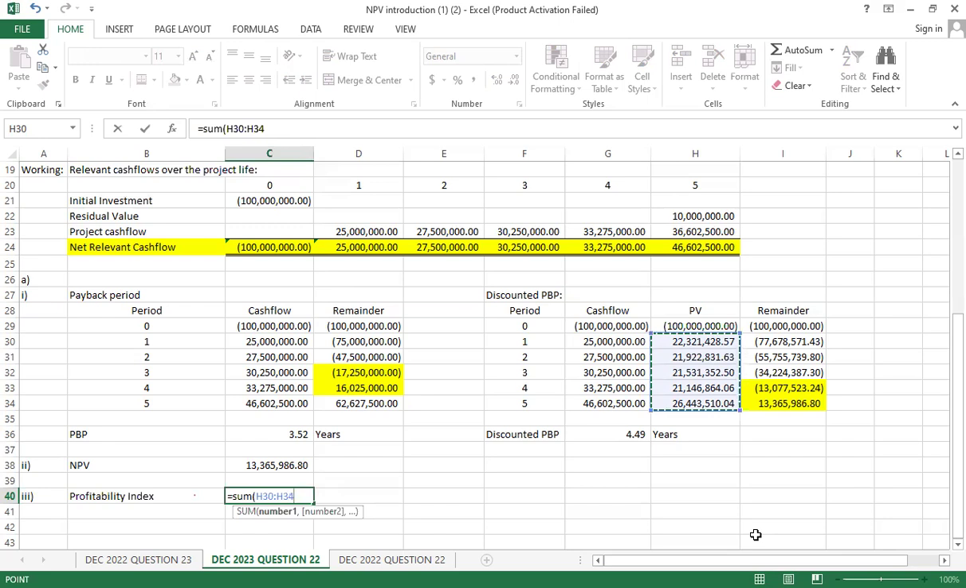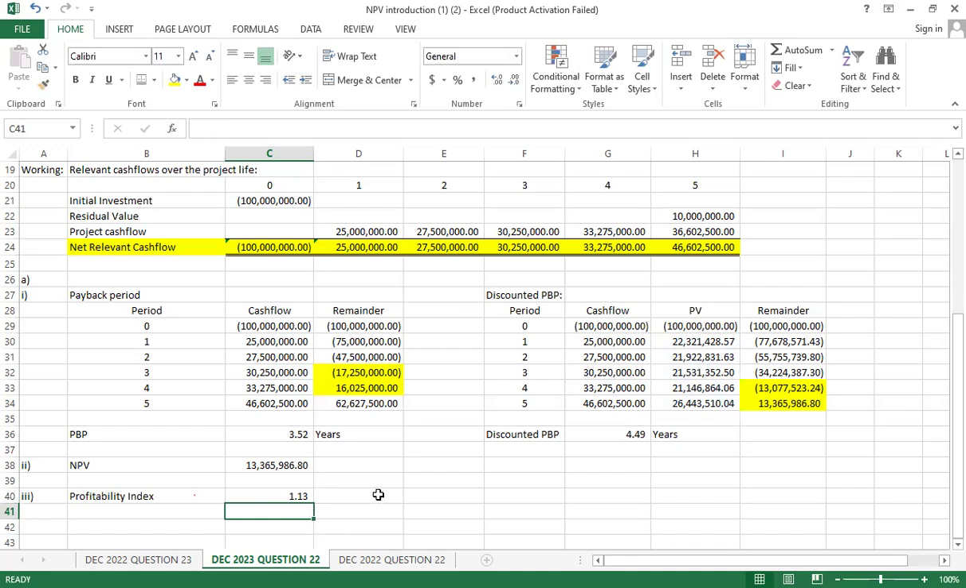So you take their sum. You divide that by what? By the initial investment, which is 100 million. So you take 100 million as a plus. Don't use 100 million as a minus. So I'll do minus first, and then that 100 million. So minus to make it a plus. That means that the profitability index comes to 1.13.